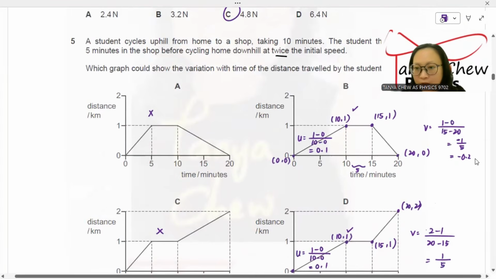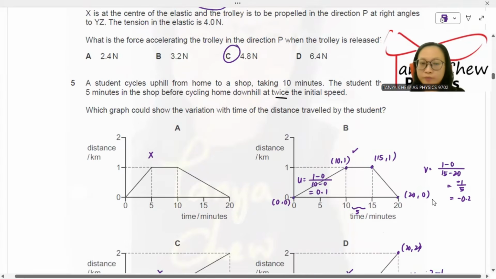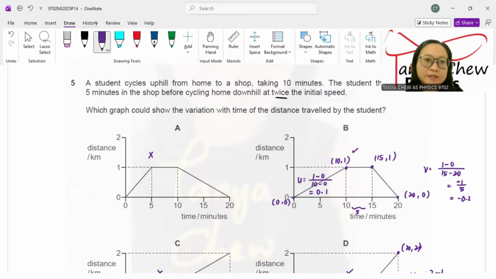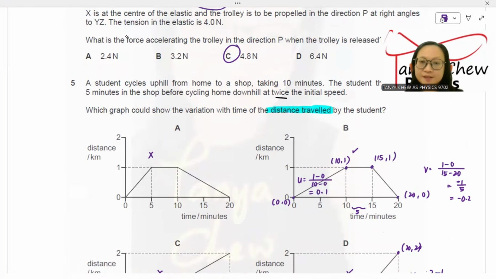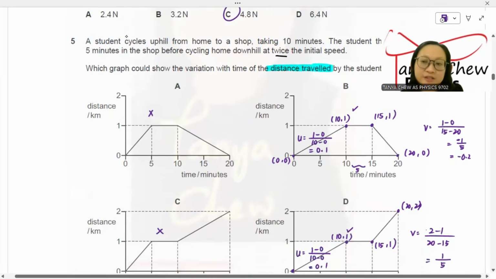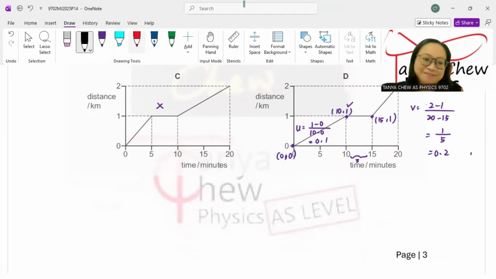Now I compare the values. One is negative, the other one is positive. But you have to remember, this is a graph of distance traveled by the student. Distance is going to be increasing, because distance is a scalar quantity, so you add up all the numbers involved. If you put in negative, that is called displacement. So that is why the best answer is D.